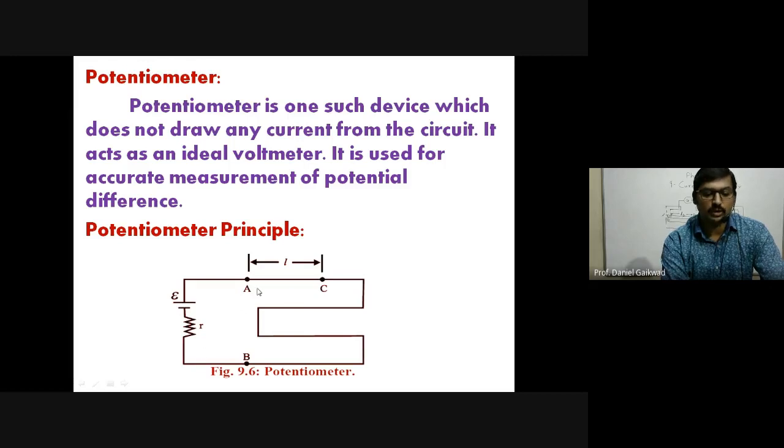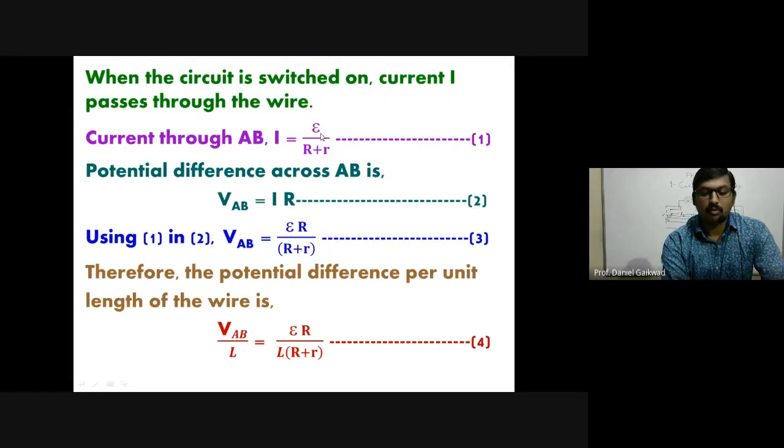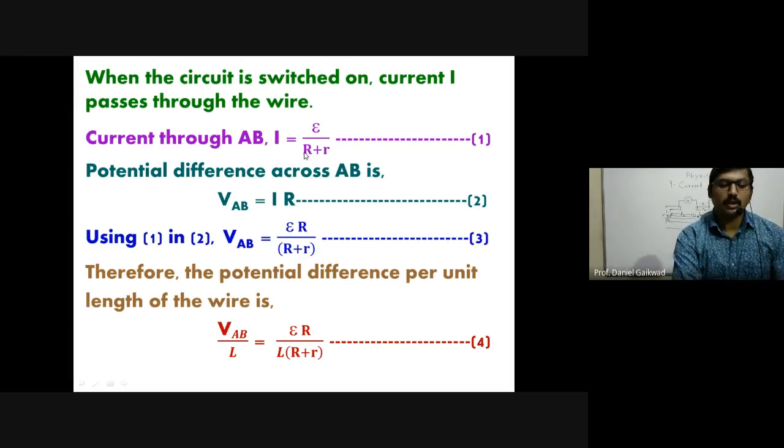These will be in series here. So R_AB and small r is the total resistance in this circuit. So we have EMF E divided by R plus small r. Small r is the internal resistance of the cell or battery, and capital R is the resistance of the wire. So that much amount of current will flow through the wire of the potentiometer. That is equation number 1.